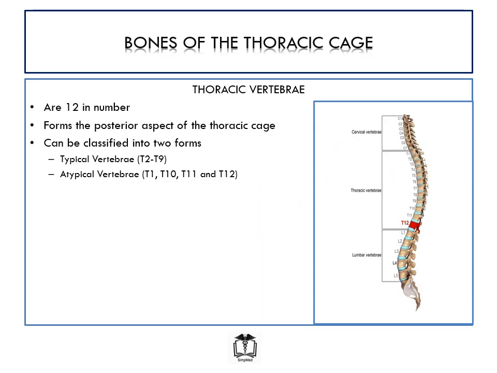The third bone of the thoracic cage is the thoracic vertebrae. Thoracic vertebrae form the posterior aspect of the thoracic cage as shown in the image previously. It is numbered from first thoracic vertebra to the 12th thoracic vertebra.